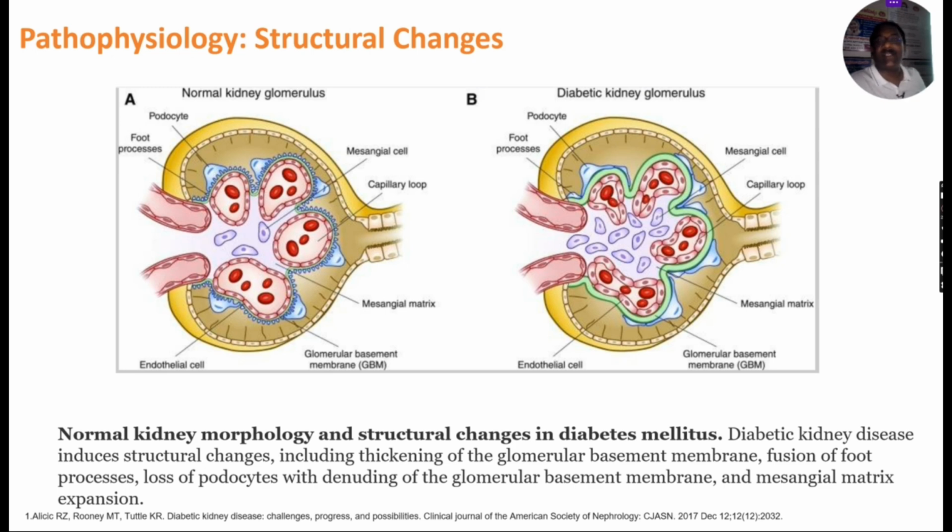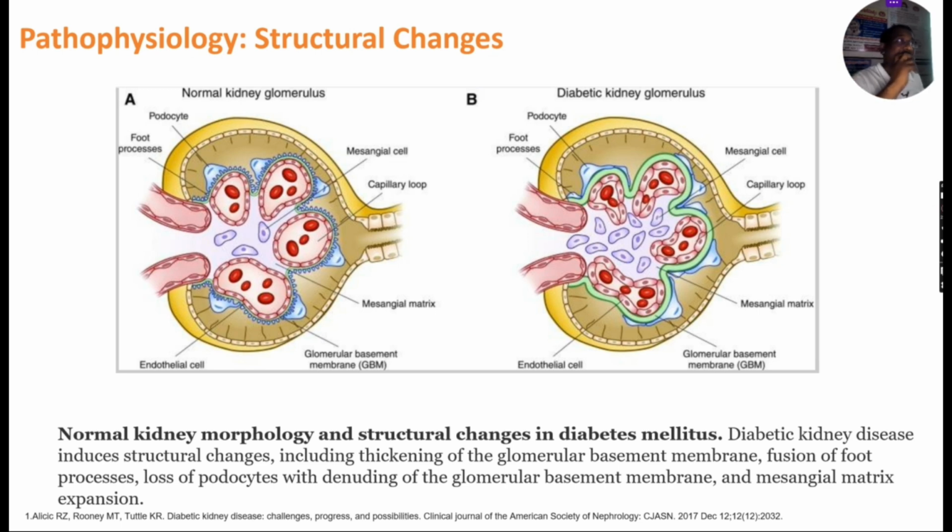And then see the mesangial cells. The mesangial cells are increased. And then the capillary loop. See the capillary loop, it is dilated. You see the mesangial matrix, it is very much enlarged. The glomerular basement membrane is very much thickened, and the endothelial cells are also thickened. So this is the basic pathology.